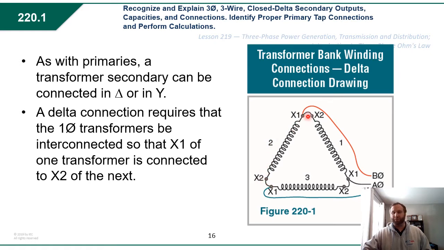This is a series loop, or what would be considered just a delta transformer. And we've tapped off of each corner of this loop for our three-phase conductors.